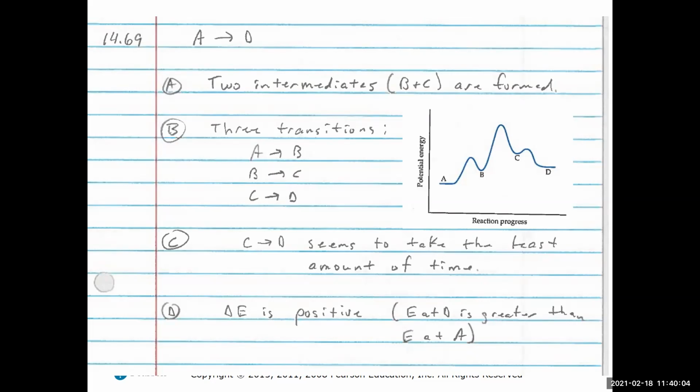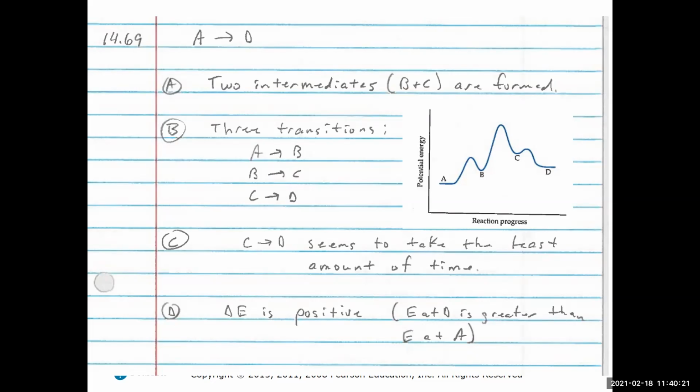How many transitions do we have? Well, we go from A to B, that's one transition. Then we went from B to C, that's another transition. And then we went from C to D, so that's another transition. So we had three transitions there.